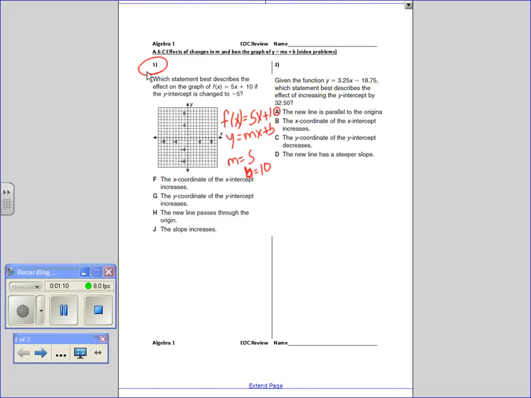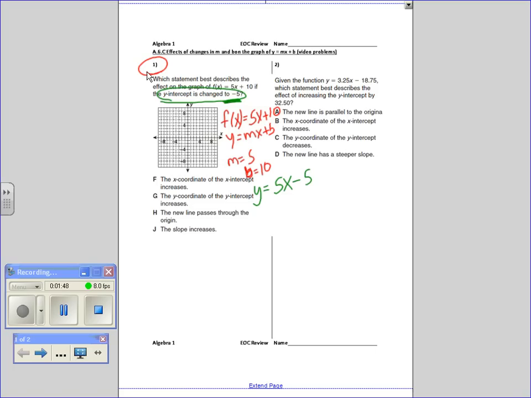Okay, we're going to change that equation, and we're going to change the y-intercept to -5. So we're going to write a new equation. The -5 is an important thing to notice here, because the old y-intercept is going to completely go away, and it's going to be replaced with -5. So our new equation will be y equals 5x minus 5.